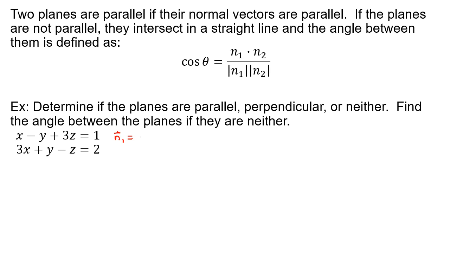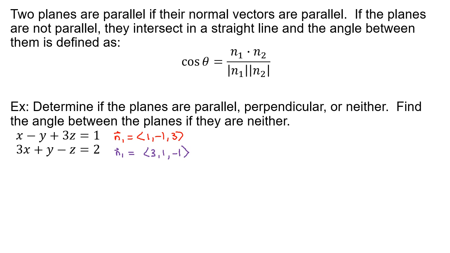For the first one would be 1, negative 1, 3. And the normal vector for the other one is 3, 1, negative 1. So those are going to be my 2 vectors. The easiest thing to check, are they parallel? Is one a multiple of the other?